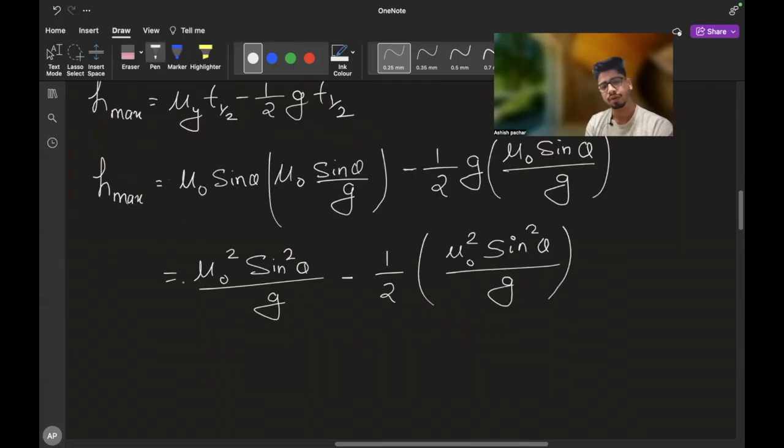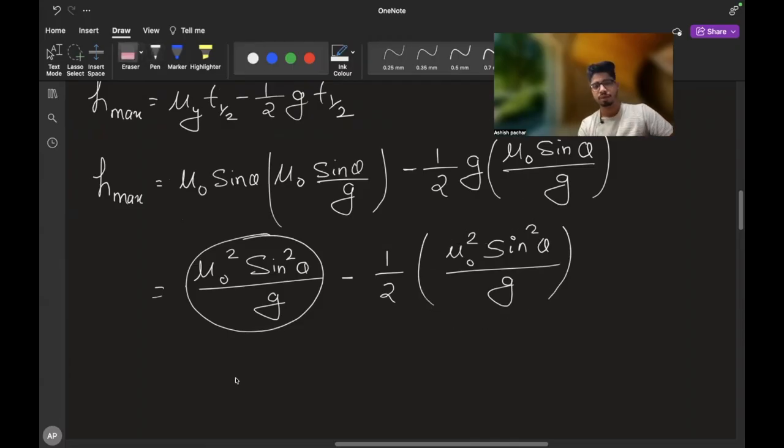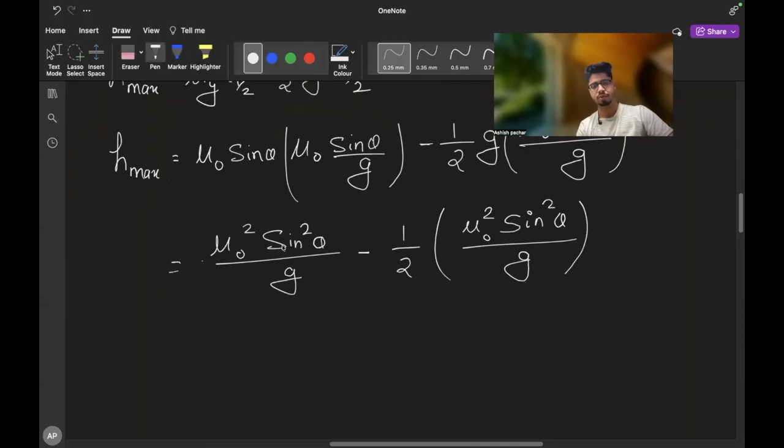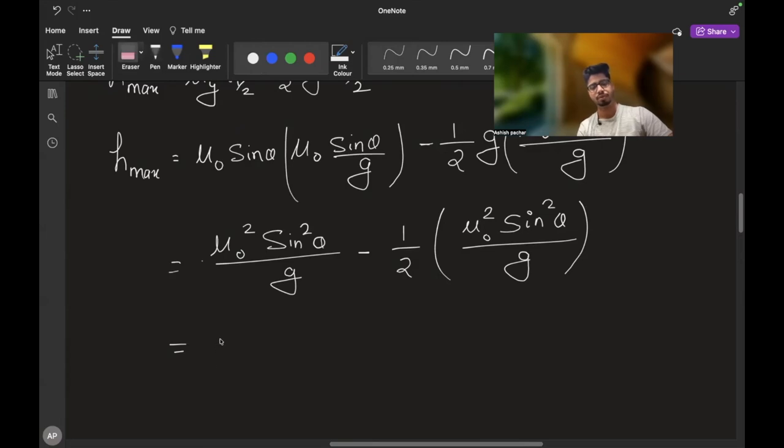So this is the one, and you can think of it like this. This is x minus half x. So complete x minus half of that, you will get the half only. So x minus half x, you will get half of x. So basically, it means half of the complete one, the u naught sine.